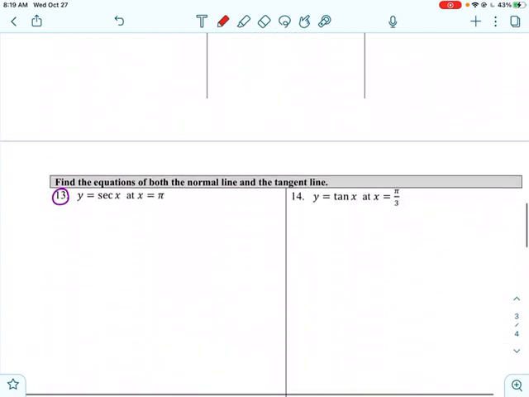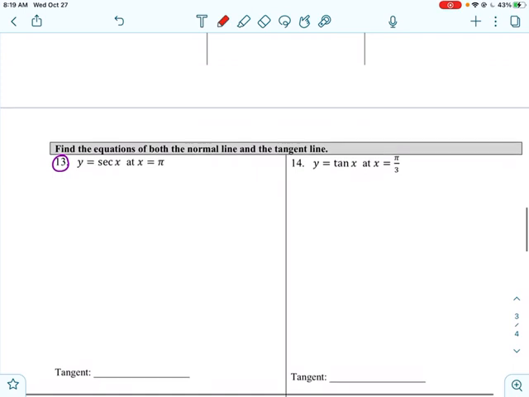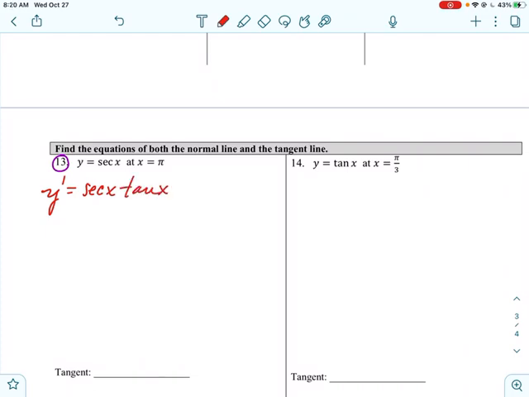So we have y is equal to secant x. y prime is secant x tangent x. And remember, when we are talking about angles that end on an axis, say an angle of pi, it terminates at the point -1, 0. So you have an x and y value. I'm going to use the unit circle to get these.